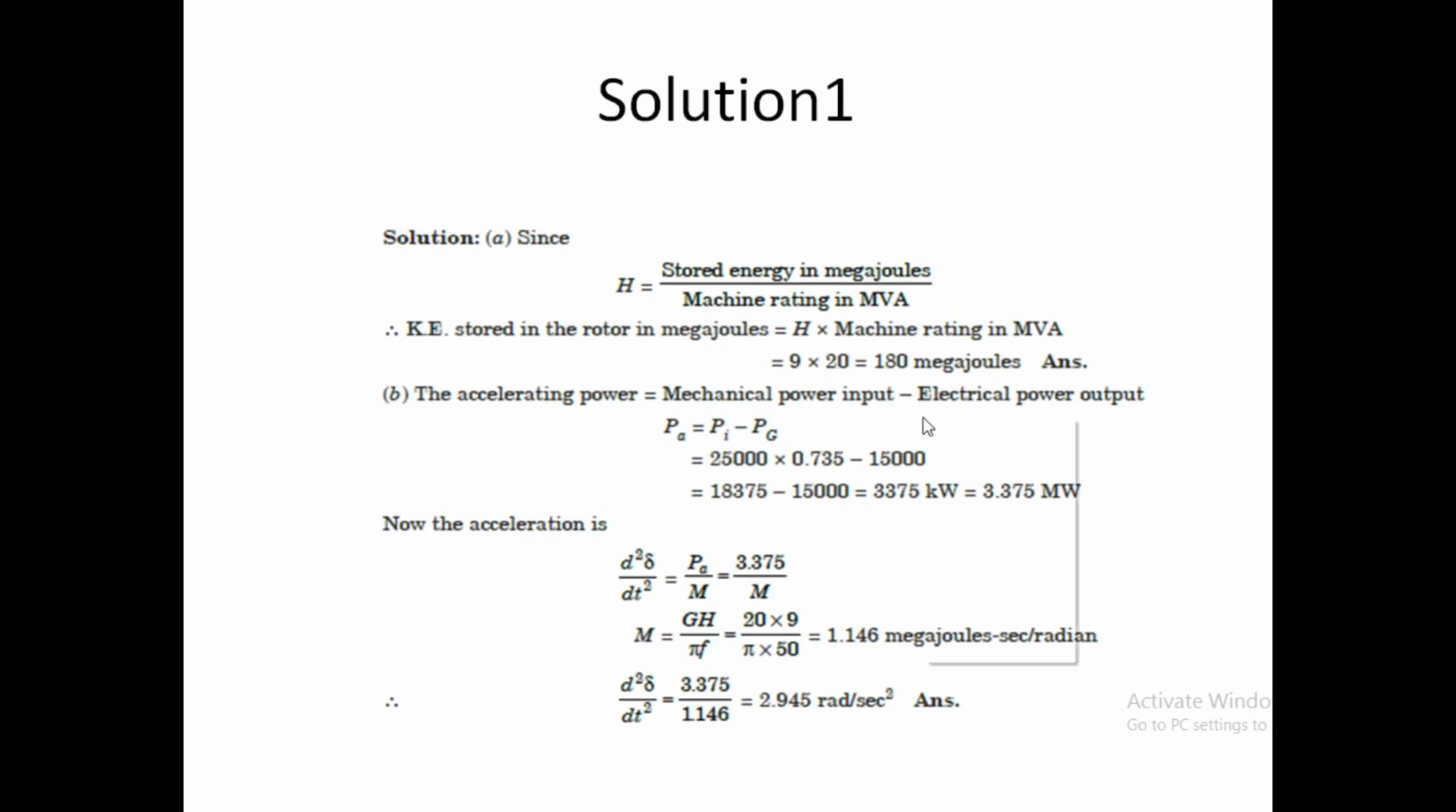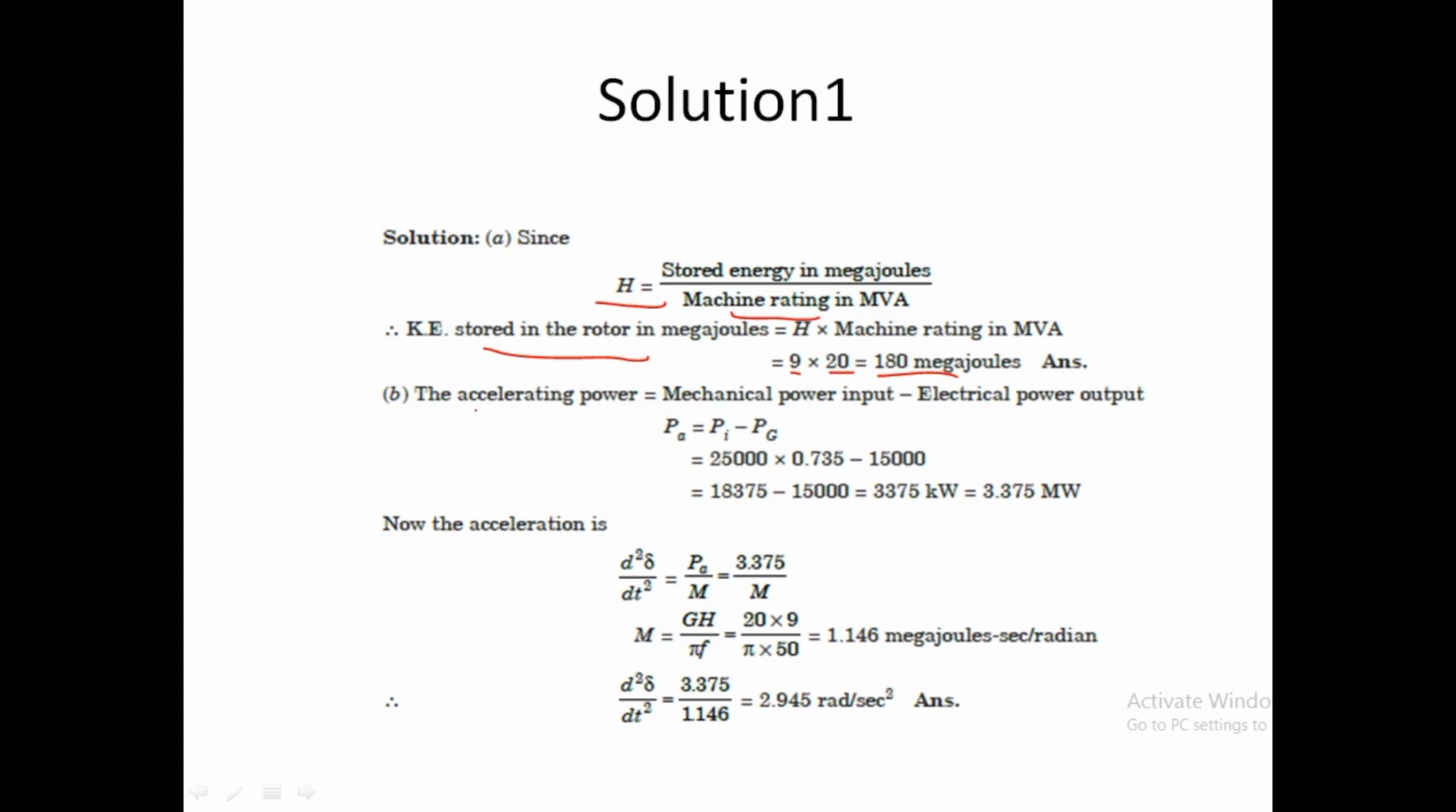So we know this relation, inertia constant H is equal to stored kinetic energy by machine rating. So kinetic energy stored will be equal to what? H into machine rating. H is given in the question as 9, into machine rating 20. So 9 into 20 equals 180 megajoules. Now we have to find the acceleration.